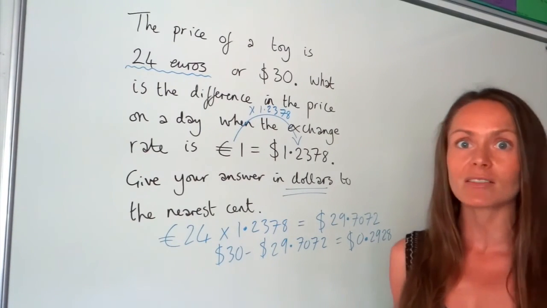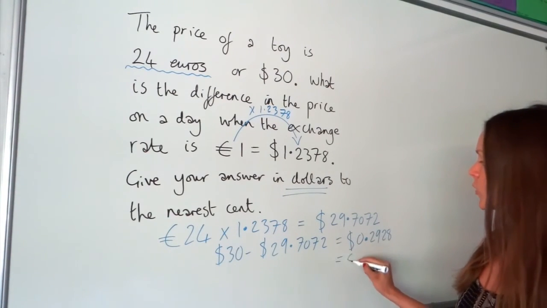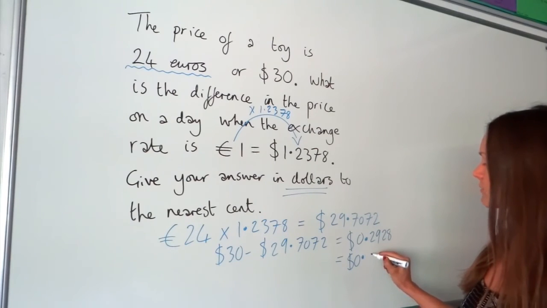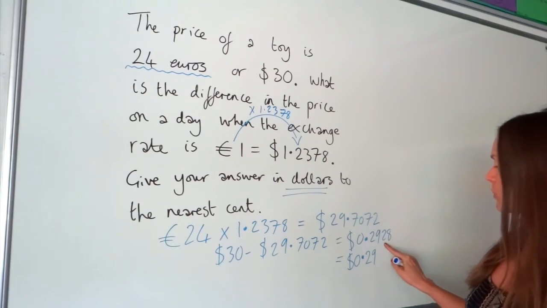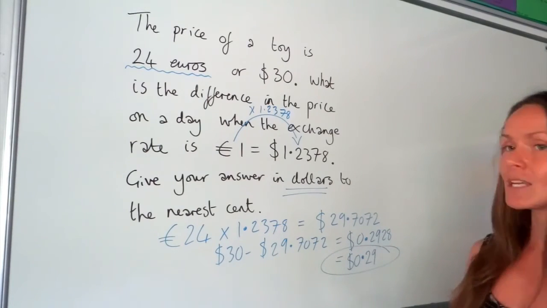It does say give your answer to the nearest cent, which means to 2 decimal places, which would leave us with just 0.29, because this 2 doesn't round that 9 up. So that is the difference in price.